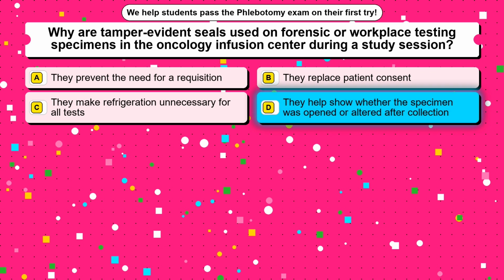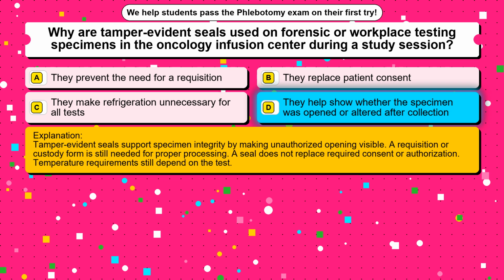The correct answer is option D. They help show whether the specimen was opened or altered after collection. Tamper-evident seals support specimen integrity by making unauthorized opening visible. A requisition or custody form is still needed for proper processing. A seal does not replace required consent or authorization. Temperature requirements still depend on the test.